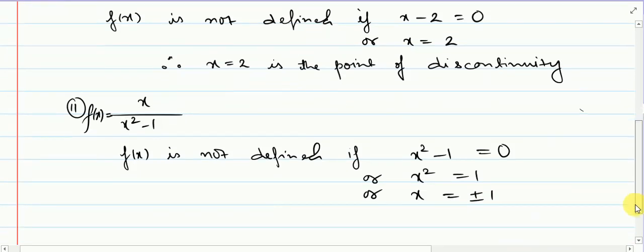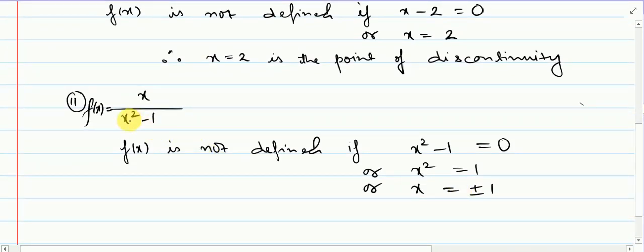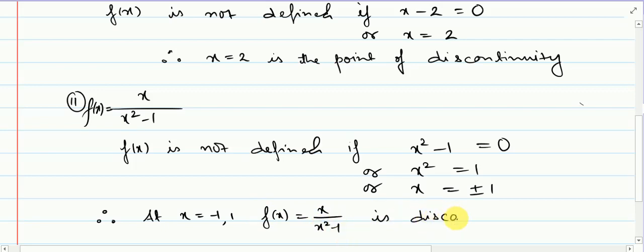If you take x equal to minus 1, still you will get denominator 0. If you take 1, again you are getting 0. So for these 2 points, minus 1 and plus 1, the function is discontinuous. Therefore at x equal to minus 1 comma 1, f of x equal to x upon x square minus 1 is discontinuous, and these 2 points are called points of discontinuity.